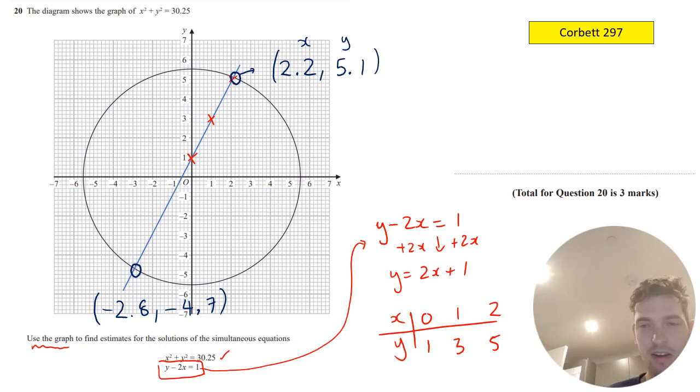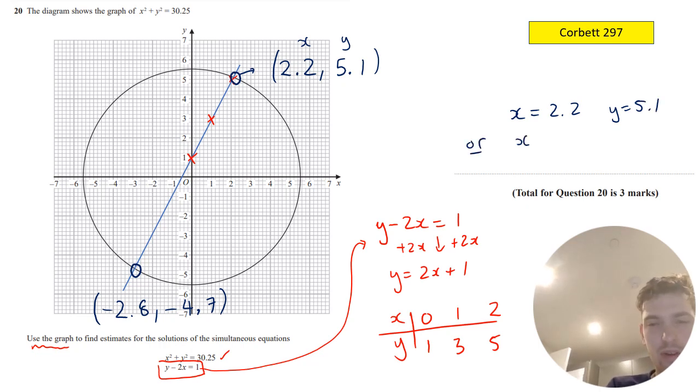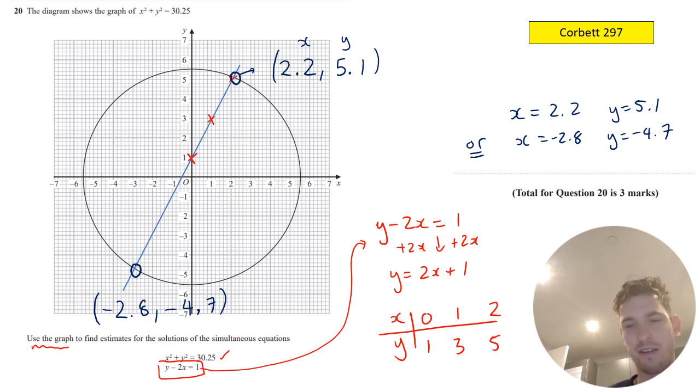So on my answer line, I'm going to write x equals 2.2, y equals 5.1, or x equals minus 2.8, y equals minus 4.7. And that is how I'm going to write my answer. Couple more questions to go.